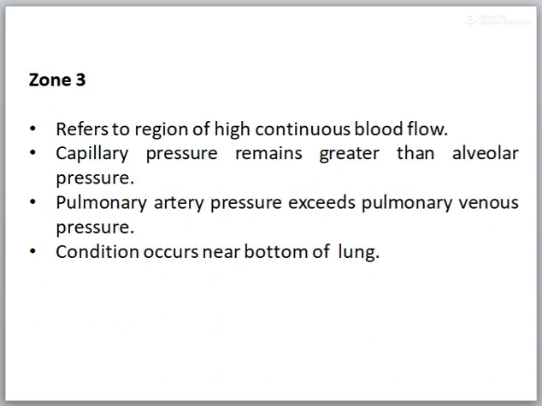Zone 3 refers to the region of high continuous blood flow where the capillary pressure remains greater than the alveolar pressure during the entire cardiac cycle. So, zone 3 occurs when the pulmonary artery pressure exceeds the pulmonary venous pressure, which exceeds the alveolar pressure. It occurs near the bottom of the lung.